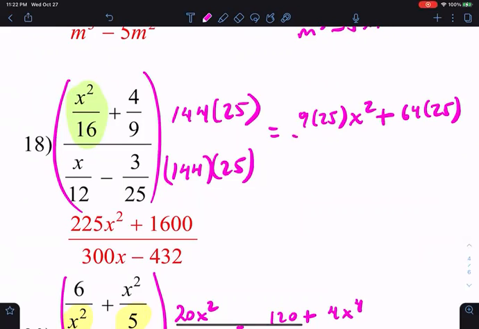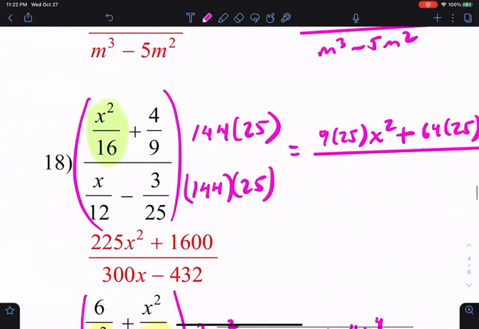And then on the bottom we have the 144 and the 25, right? So we're doing the same thing, right? We're doing the 144, this one, these two together with that, right? So 144 divided by 12 is 12 times 25, right? So this is 12 times 25 x, right?